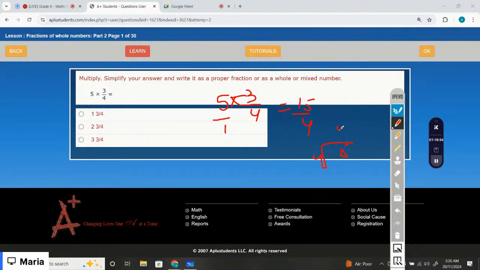4 times 3 is 12. Here you have 3. So that is 12 over 4, and you divide them by 3. So that is 3 whole 3 over 4. The correct option is 3 whole 3 over 4. Option number 3 is the correct option.